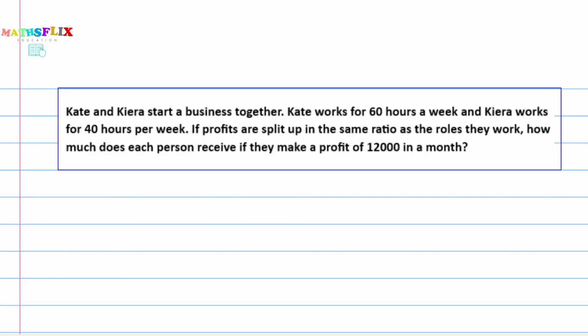Perfect. Kate and Kiara start a business together. Kate works for 60 hours a week and Kiara works for 40 hours per week. If profits are split up in the same ratio as the hours they work, how much does each person receive if they make a profit of 12,000 in a month? Well, here I have Kate. Then I have Kiara.